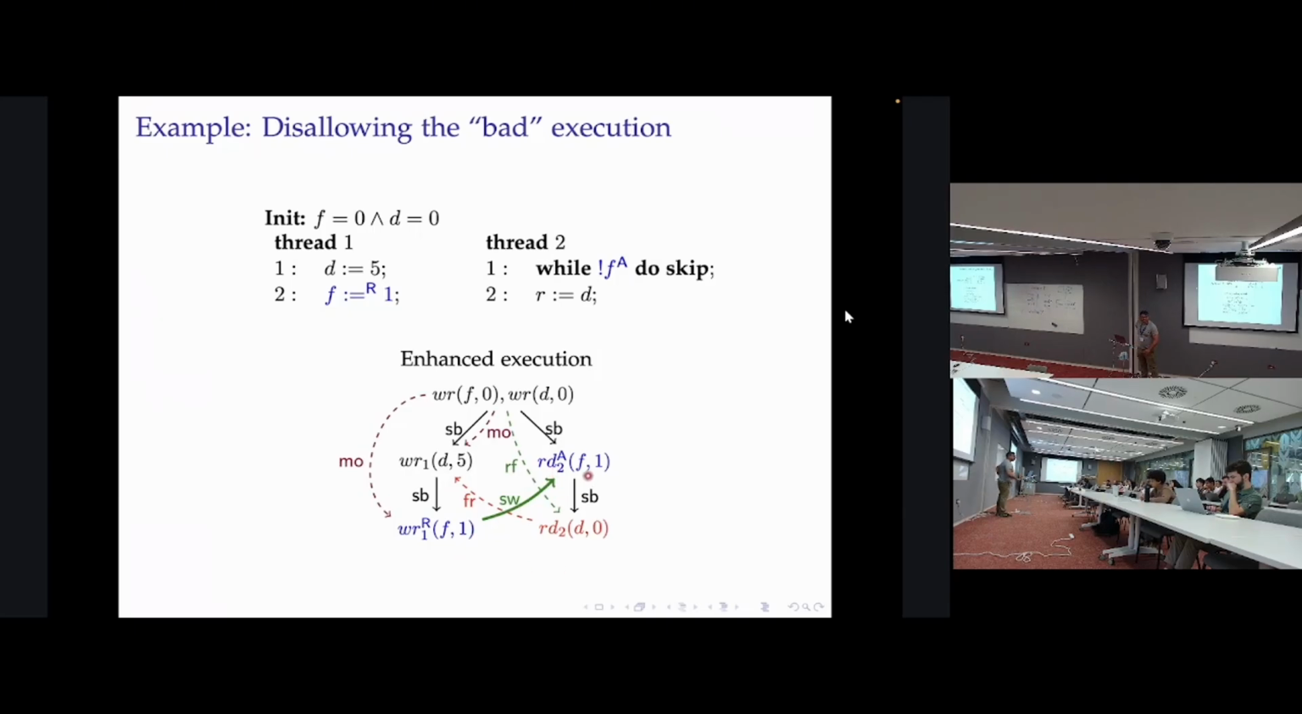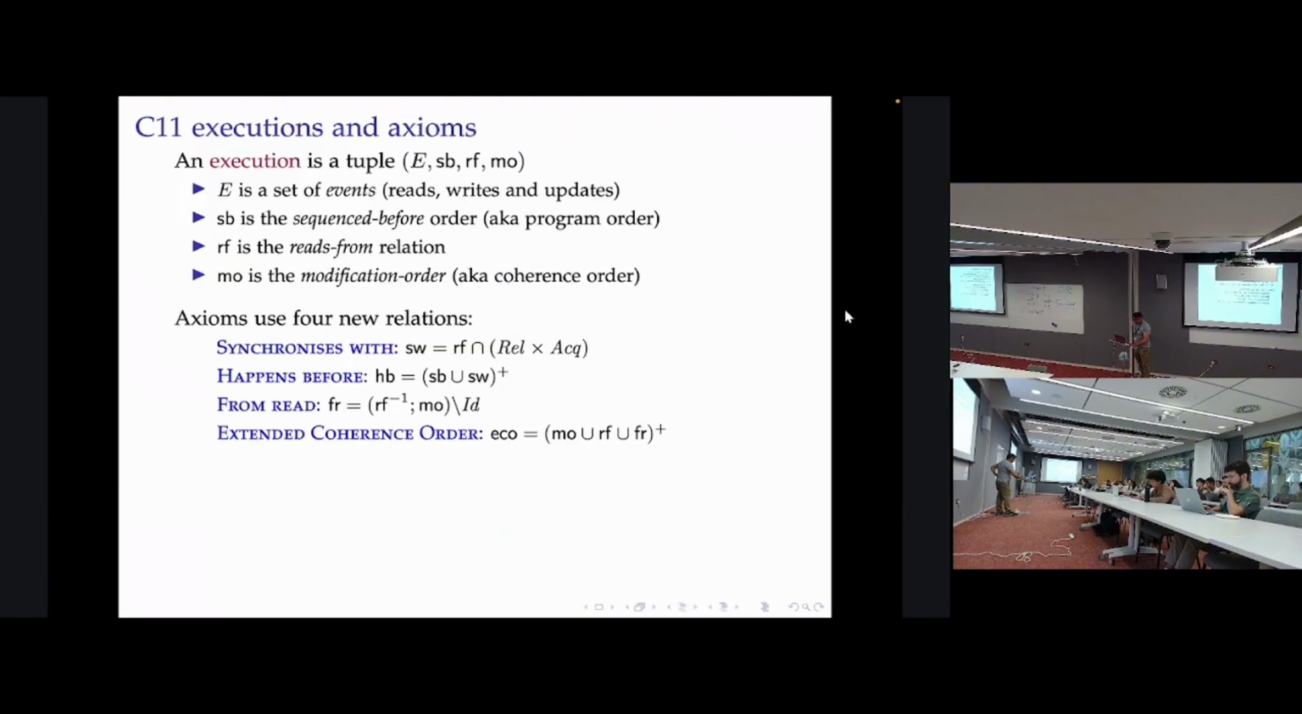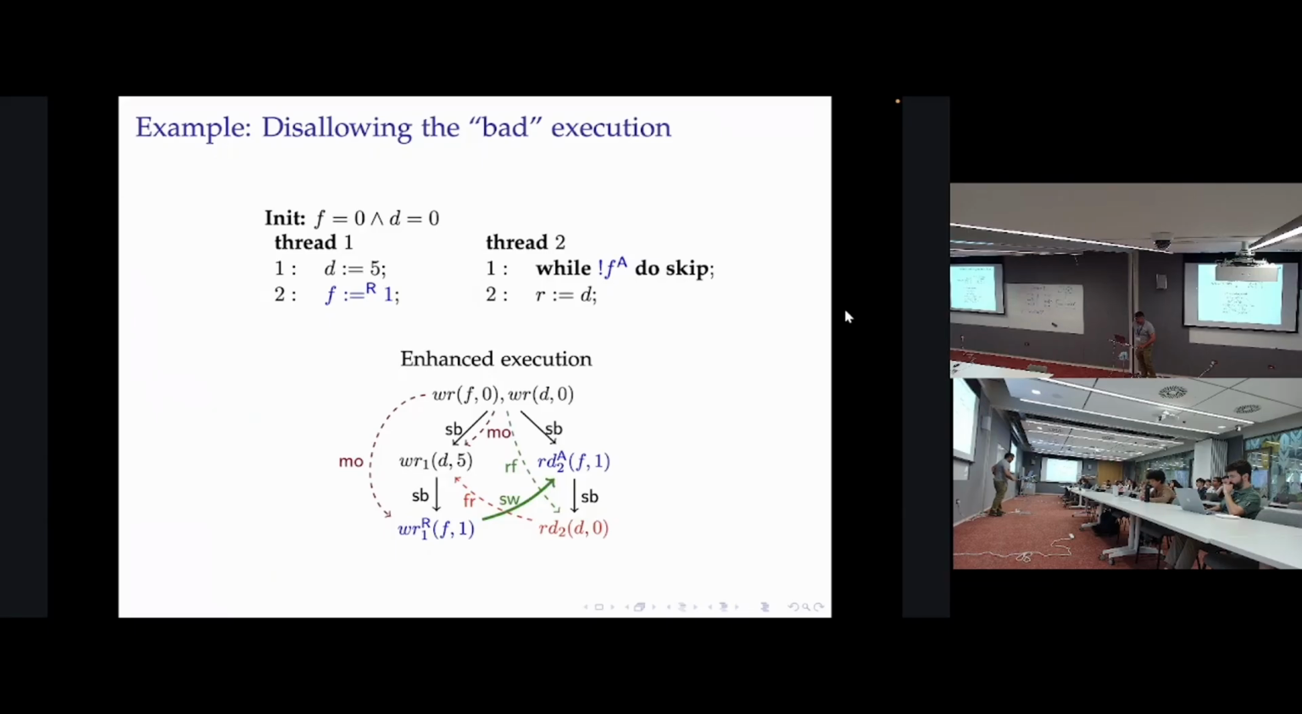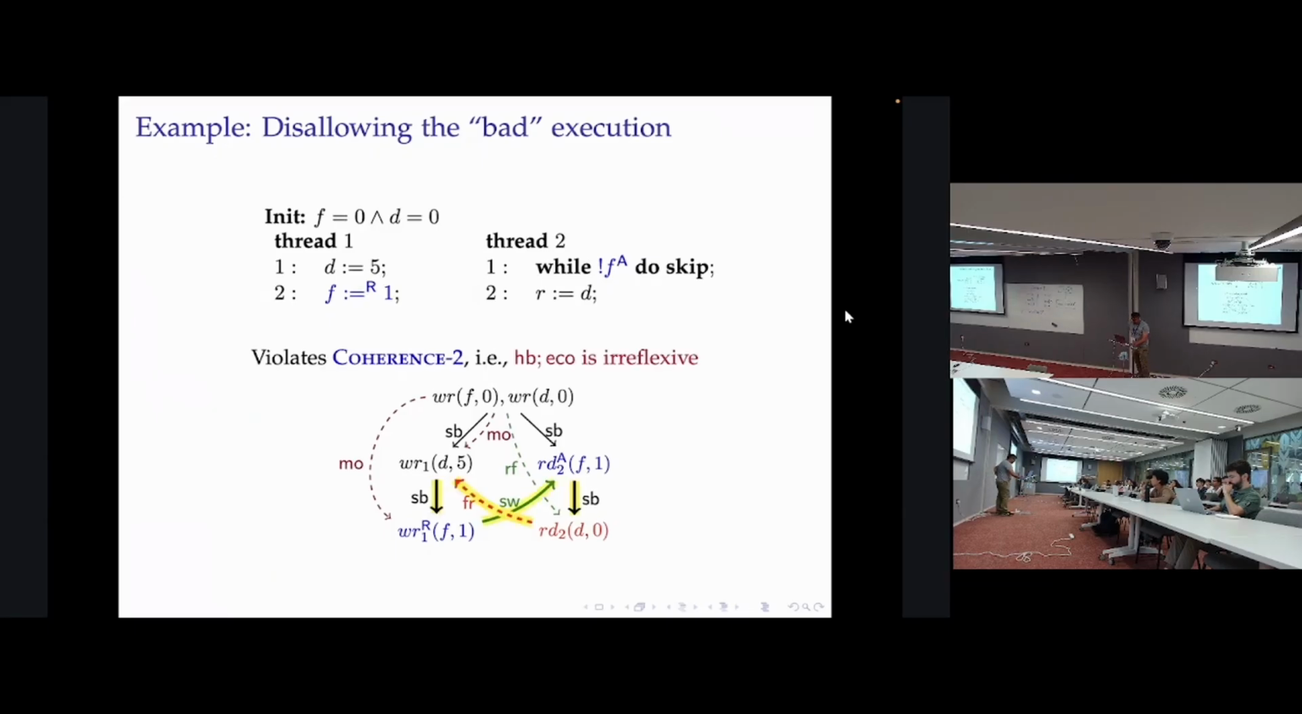So in this little program, that's the only thing that changes from before. Because if you remember, going all the way back, you have this reads from, and you get upgraded whenever you have a release acquire annotation at the end. So that's what I get. I'm calling it an enhanced execution even.